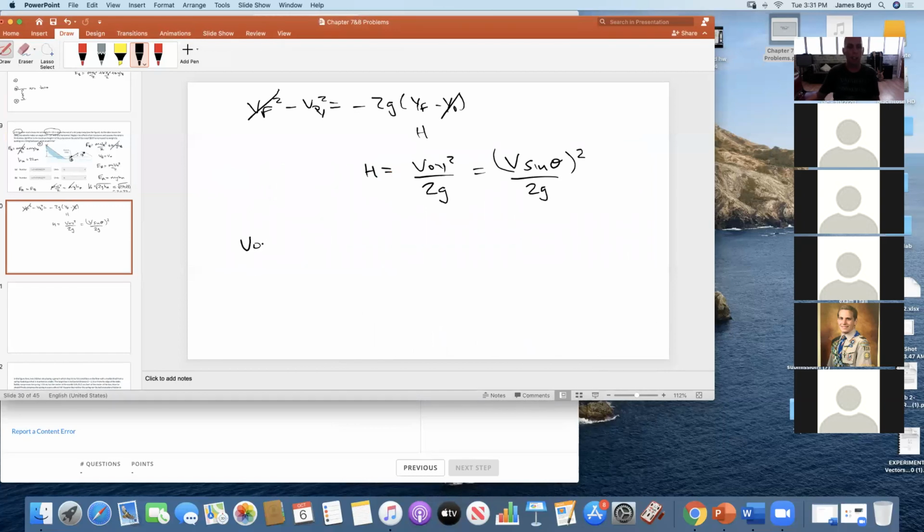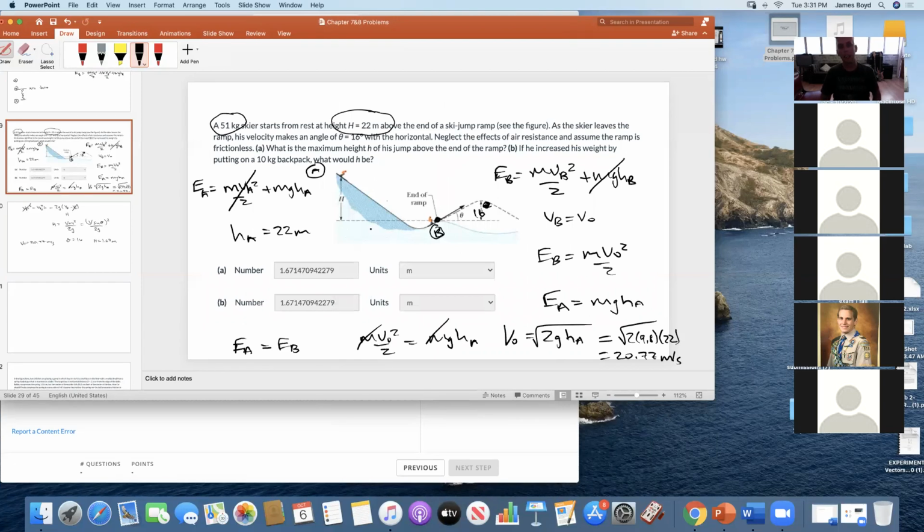Now, if V naught is 20.77 meters per second and theta is 16, then I get 20.77 times sine of 16, squared, divided by 2 times 9.8. I get that H is 1.67 meters. Does that make sense? He's essentially jumping off a 22-meter-high hill, and he's only going 1.67 up in the air. And yeah, that does make sense because that ramp is really low.